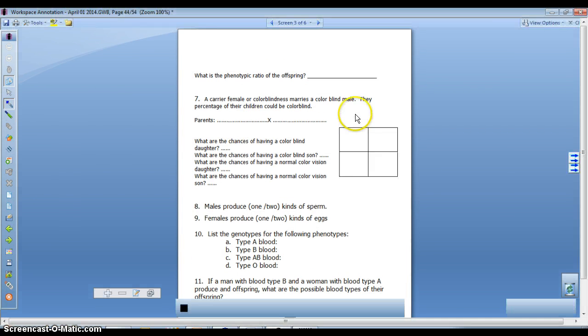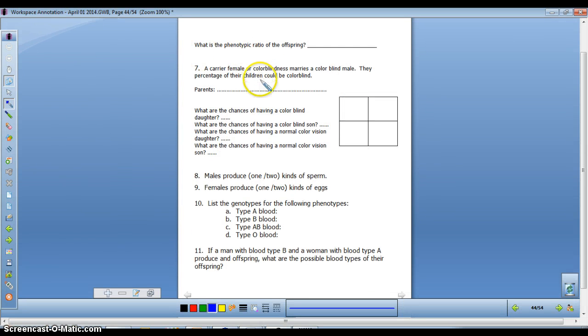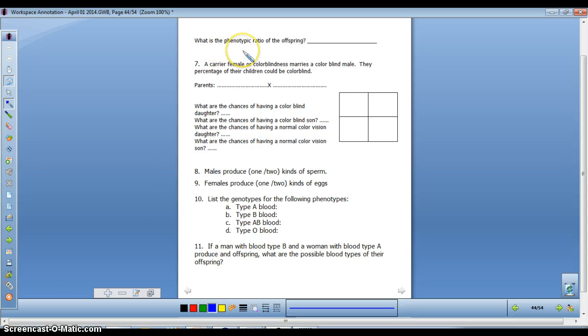Okay, we got a few more. I just gave the phenotypic ratio for that last one, so you don't have to worry about this. A carrier female for color blindness, so carrier female, she has normal vision, and then marries a colorblind male. What are the percentage that their children could be colorblind?